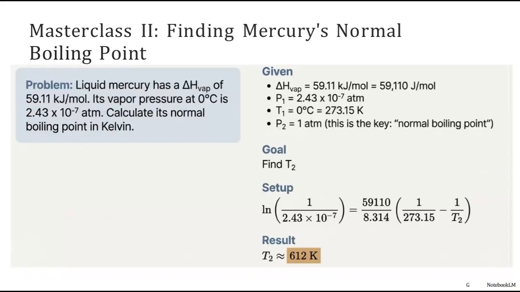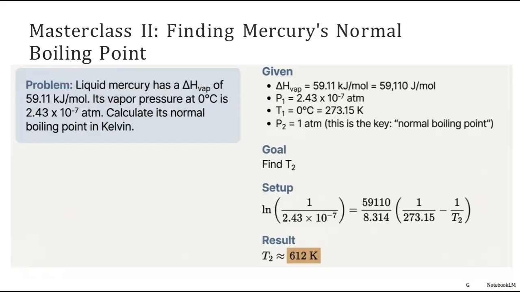And this one is different because I give you the delta H and I ask you for one of the temperatures. So now you have to solve for temperature. So it's a little more math involved. Liquid mercury has a delta H vaporization of 59.11. Its vapor pressure at 0 is 2.3 times 10 to the minus 7 atmosphere. Calculate its normal boiling point.